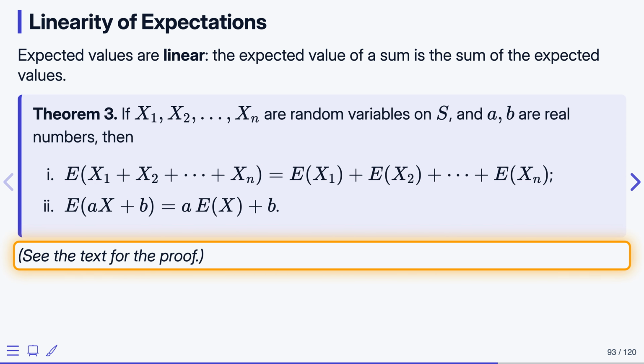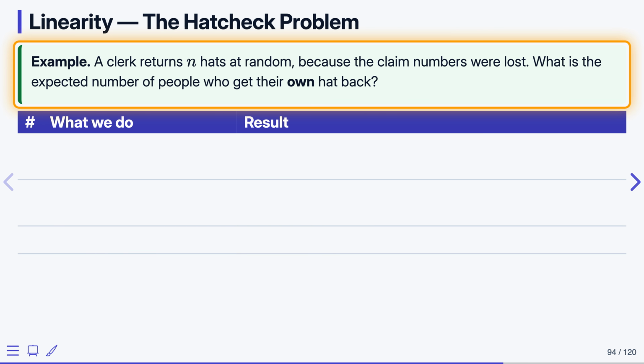Linearity often lets us break a hard problem into easy pieces. The proof is in the text. This is a classic use of linearity. A clerk lost the claim tickets and hands the hats back at random. How many people get their own hat?